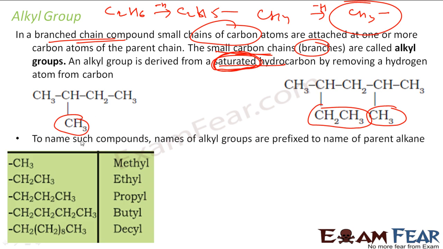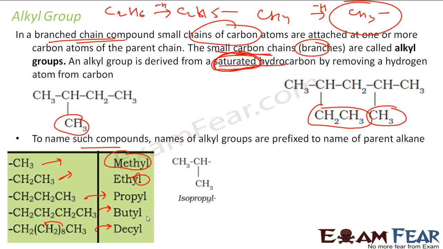Correct? So for example, from methane you get methyl, from ethane you get ethyl. This is propane, 3 carbon, all saturated. From propane you get propyl. From butane you get butyl. This is 10 carbon, decane, you get decyl. So to name such compounds, the steps are pretty simple. You have to just change the ending of the parent alkane to yl. So methane becomes methyl, ethane becomes ethyl, propane becomes propyl, butane becomes butyl, pentane becomes pentyl, and the list continues.